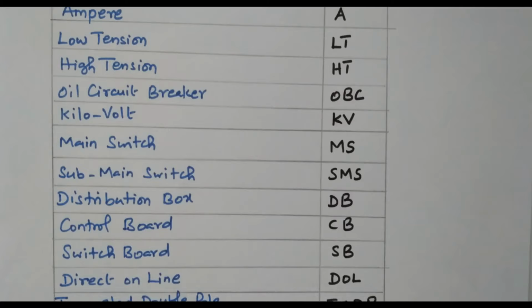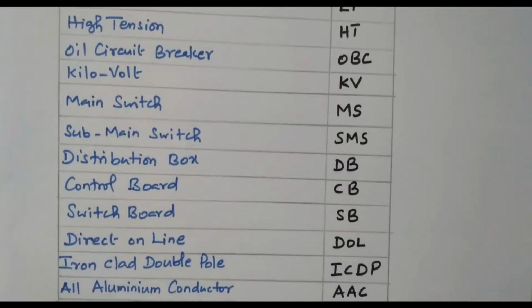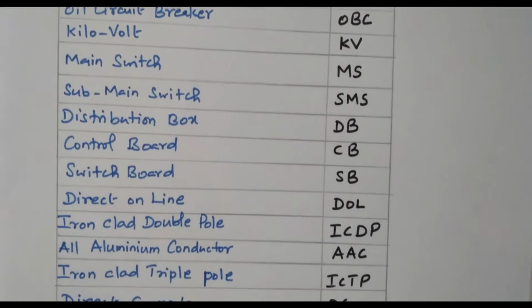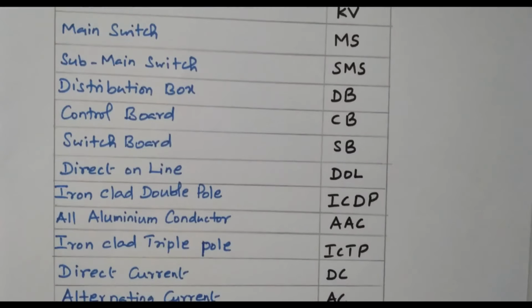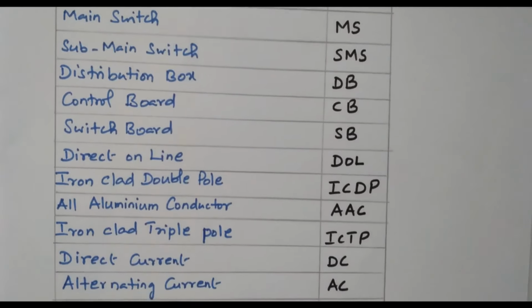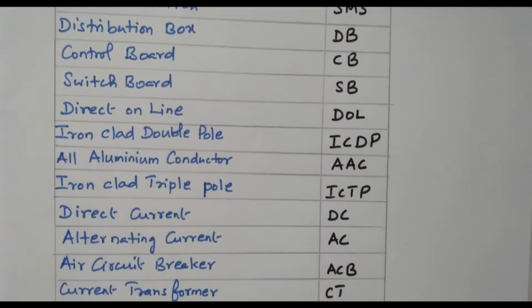We have switchboard. Then DOL. DOL means direct on line. It is used in the motors. This motor can be directly connected. DOL switch. The motor is connected directly. At that time we are using this term DOL.